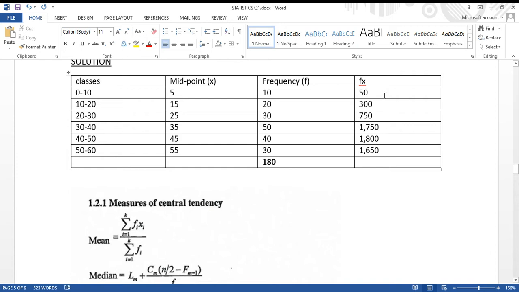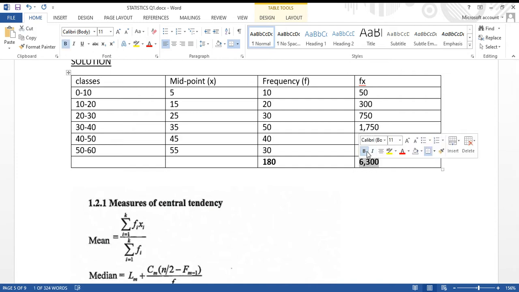Then for this one, we say 50 plus 300 plus 750 plus 1,750 plus 1,800 plus 1,650. We get 6,300. Are we okay with that, colleagues? 6,300. Yes, sir. All right, so what is next?